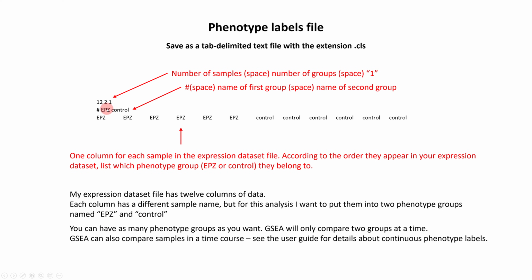Now here I've just got 2 phenotype groups. You can have as many phenotype groups as you want. However, GSEA will only compare 2 groups at a time. Now this is using categorical phenotype groups. Samples are either in one category or in another. You can also compare samples in a time course, and if you wish to do that, look at the user guide to understand how to use continuous phenotype labels.